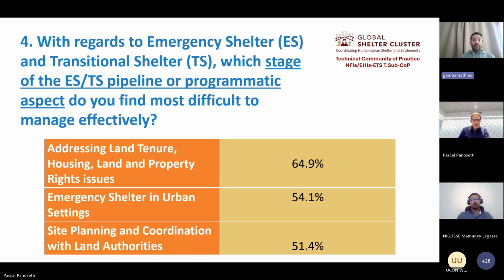Number four, about the most difficult program aspect of emergency and temporary shelter. It's about the land tenure, HLP, basically, rights issues. This is at 65% the priority for all the responders. Emergency shelter in urban settings, and I think we will probably discuss this with the presentation from Palestine. Site planning and coordination with land authorities is also a high priority.